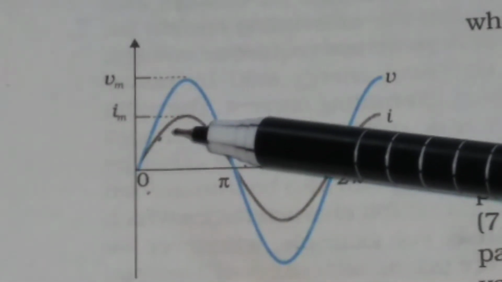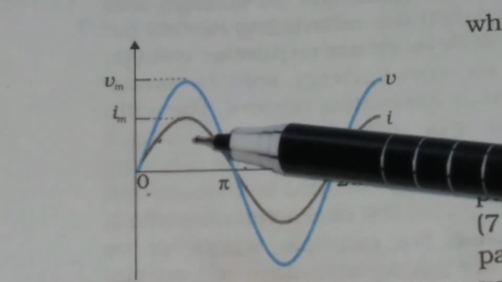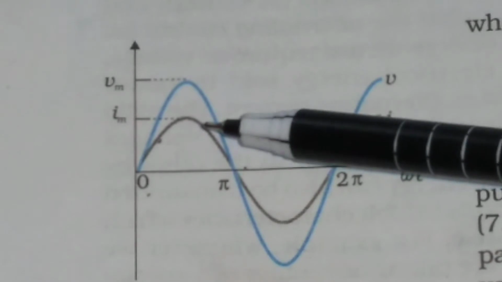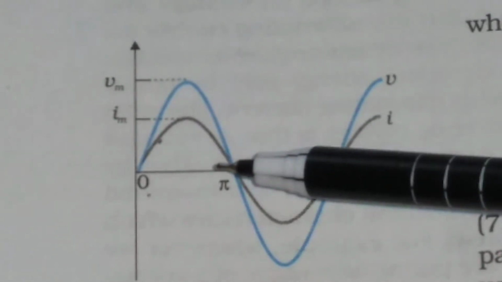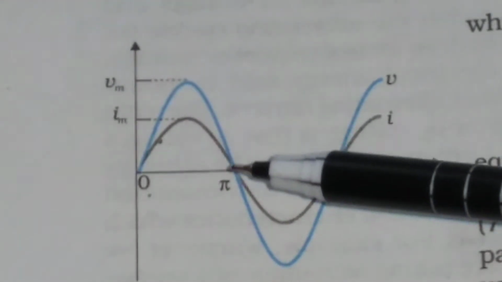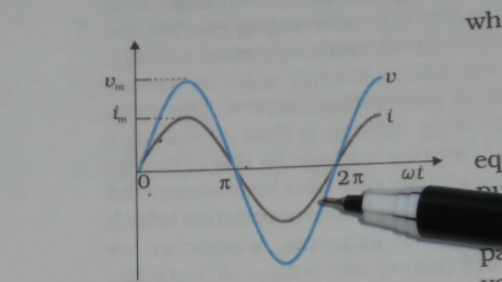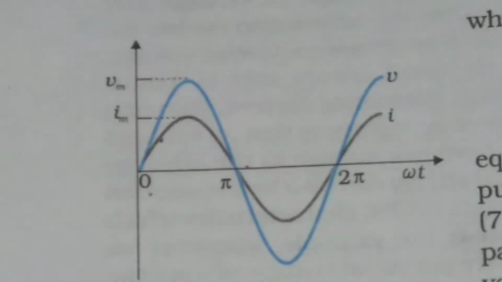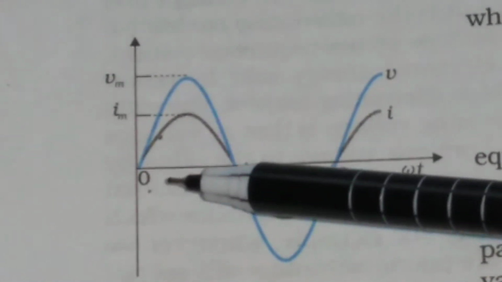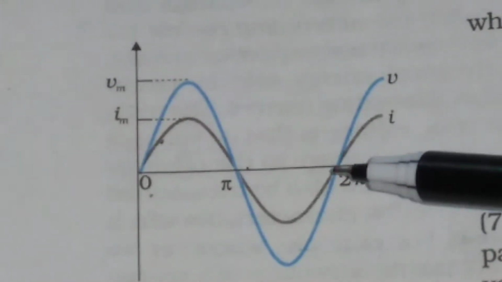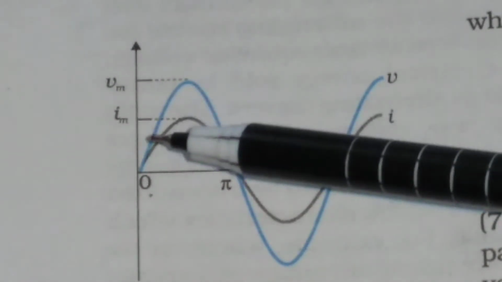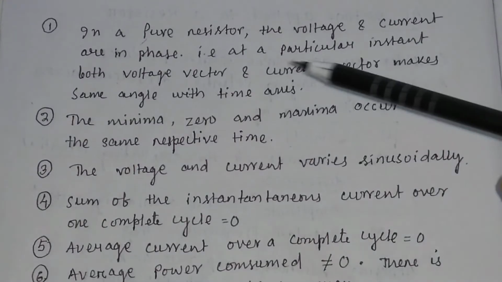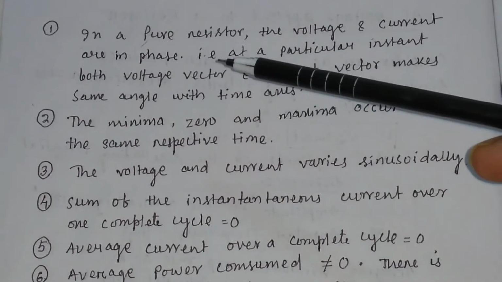And you see from the figure, the voltage and current vary sinusoidally, and the sum of the instantaneous current over a complete cycle will be equal to 0. You see from this graph, the sum of the instantaneous current over one complete cycle will be equal to 0. The average current over a complete cycle is also equal to 0. So these are the points we get from the curve.